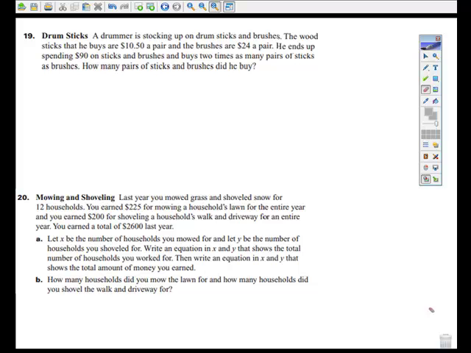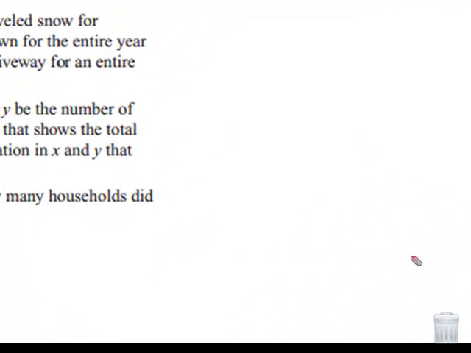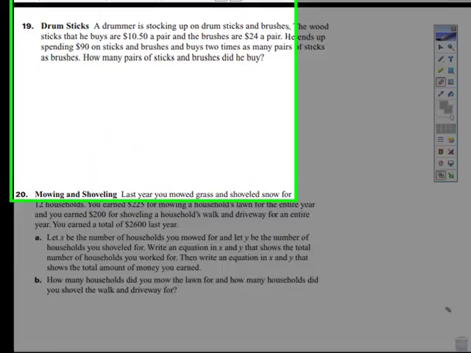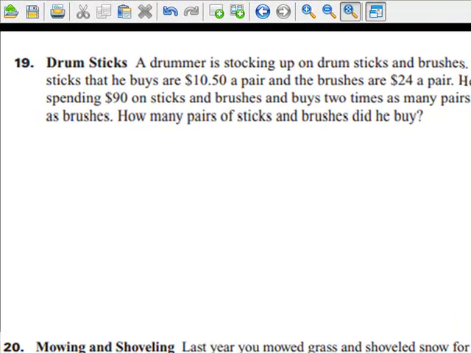Alright, let's do a couple application problems. We have the situation with the drumsticks and the brushes. So drummer's stocking up on drumsticks and brushes. And the wood sticks he buys are $10.50 a pair. The brushes are $24 a pair. He ends up spending $90 on sticks and brushes, and he buys 2 times as many pair of sticks as he does brushes. How many pair of sticks and how many brushes did he buy?